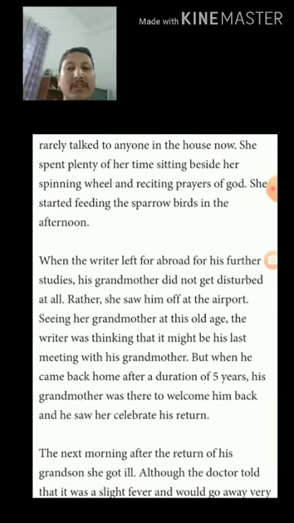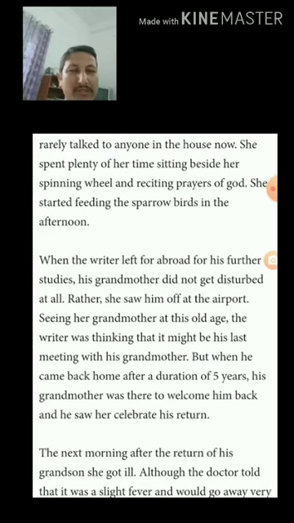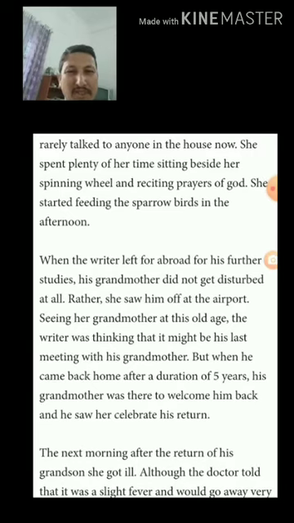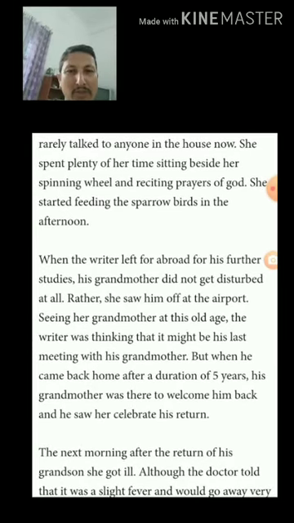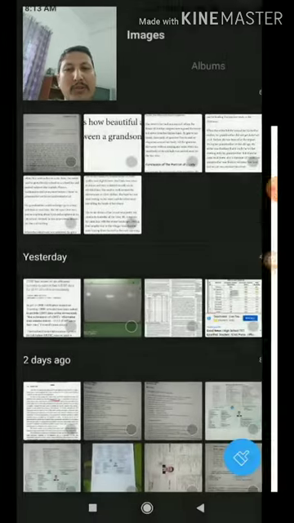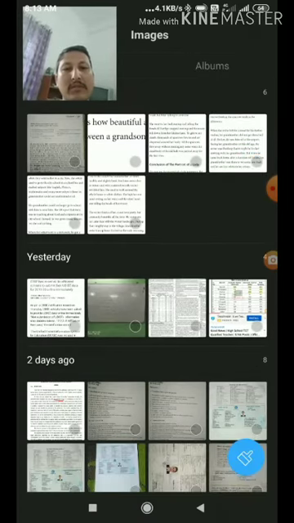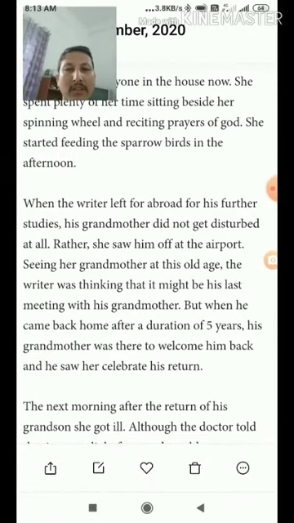Grandmother rarely talked to anyone in the house now because there was almost a cut-off relationship. The relationship was cut short. She rarely talked to anyone in the house now. She spent plenty of her time sitting beside her spinning wheel and reciting prayers of God. She started feeding the birds, especially sparrows, in the afternoon.